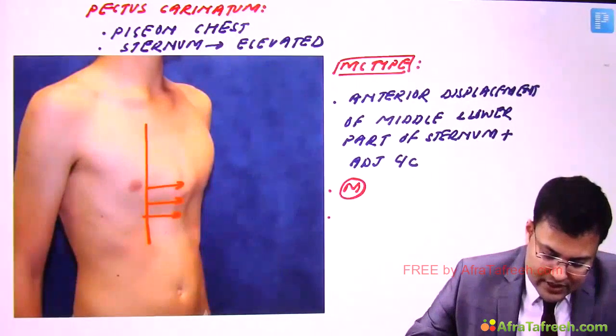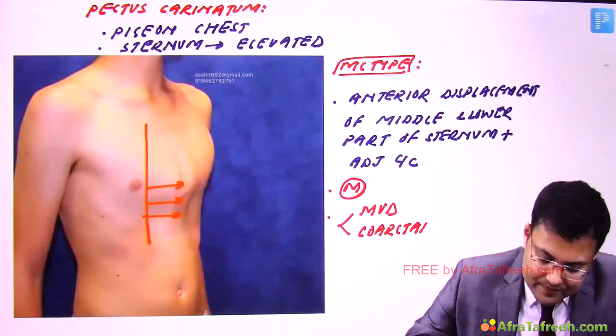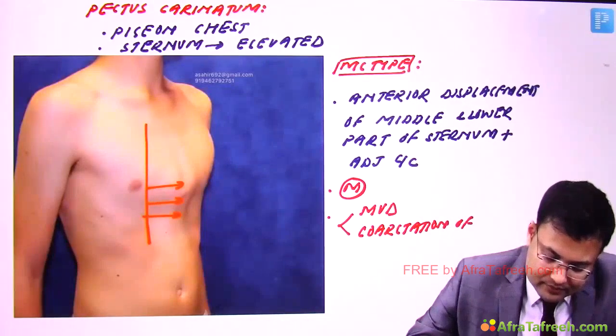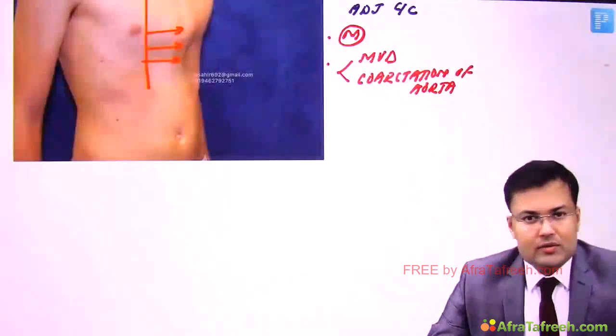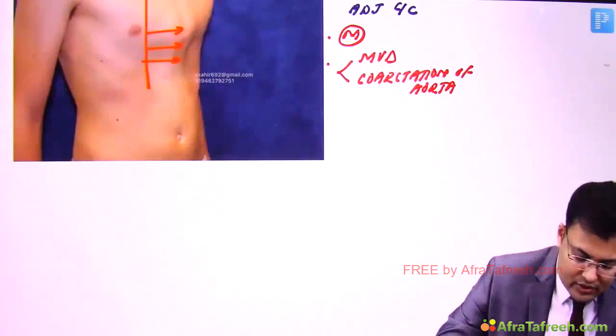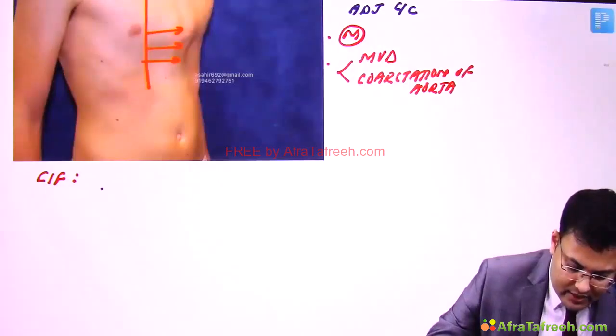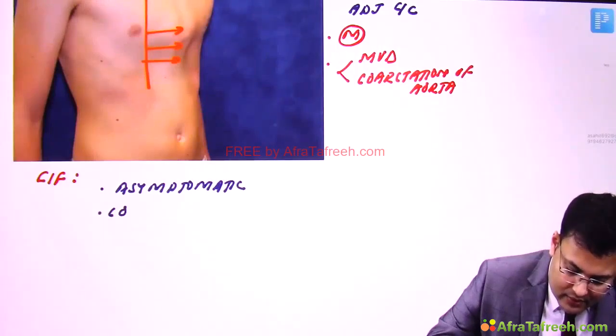And what are the associations? Mitral valve disease and coarctation of aorta. Here also most of the patients are asymptomatic. Their main problem is a cosmetic problem. So the clinical features: patients are asymptomatic, the only problem is cosmetic.